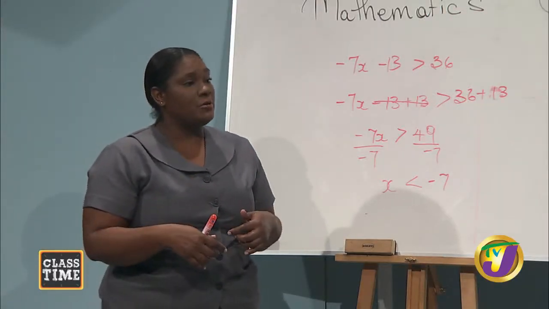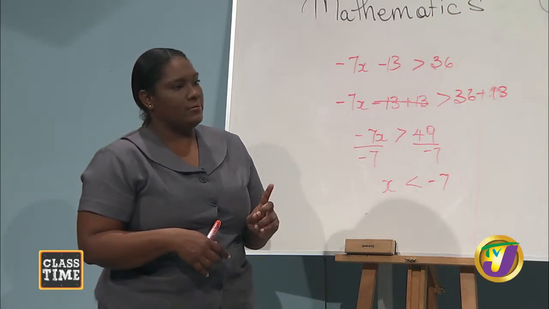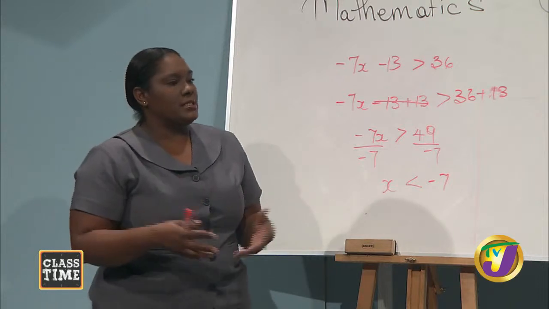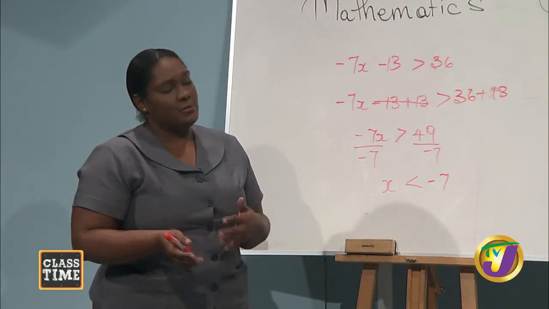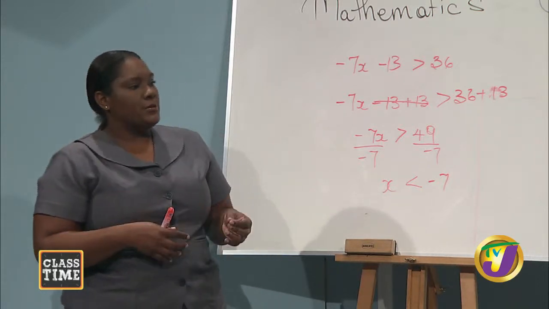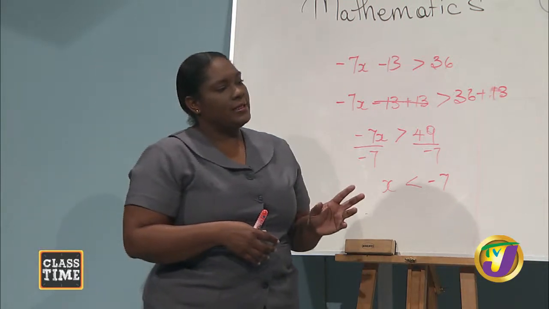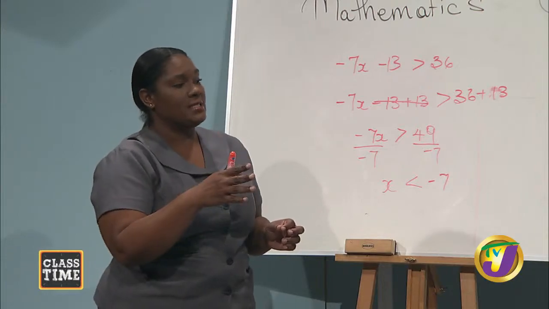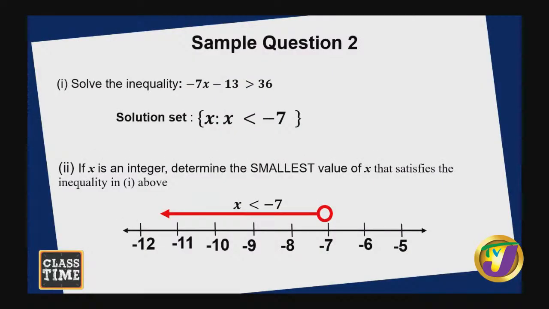What is an integer? An integer is a negative or a positive whole number that includes 0. So we are thinking about negative or positive whole numbers, and 0 could also be a part of this set. So it is the smallest value that we are to determine. 7 is not included. -7 is not included.